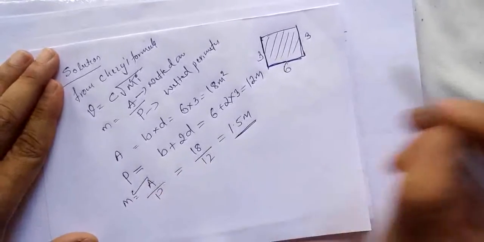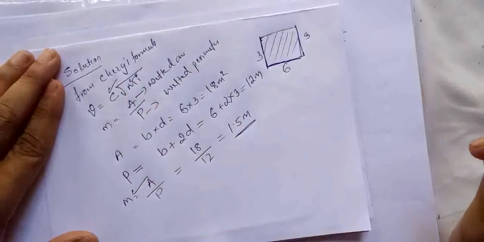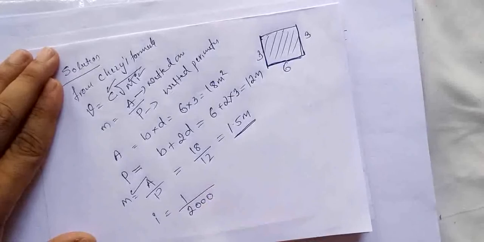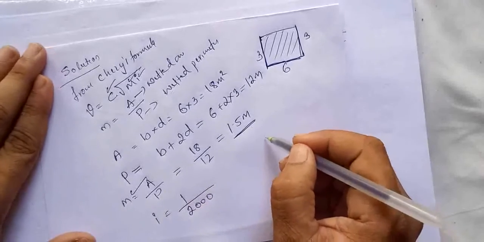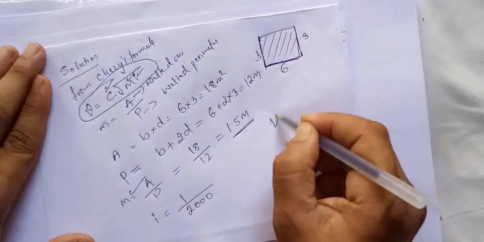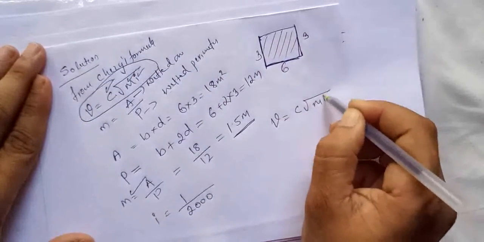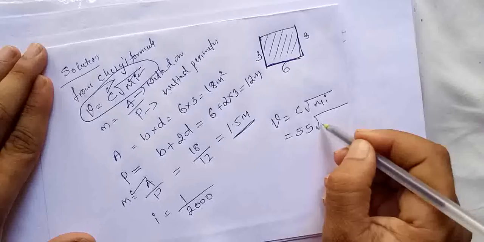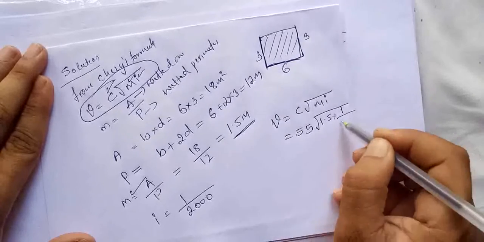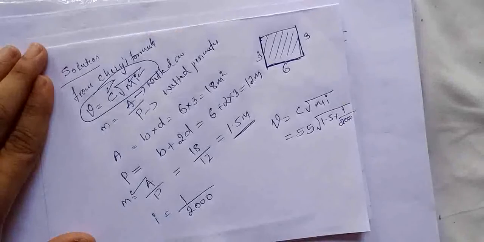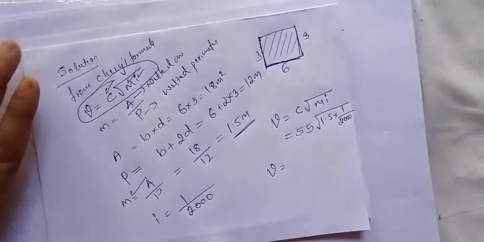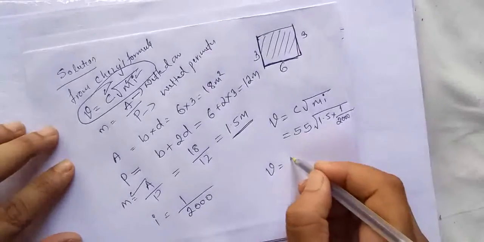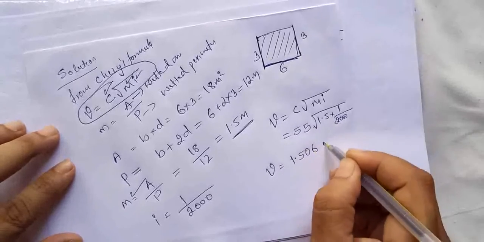So you got the value of m. You know the value of C, Chezy's constant, and I is equal to 1 by 2000. So apply the formula: velocity is equal to C into root over mi. The value of Chezy's constant is 55 into root of m, which is 1.5, into 1 divided by 2000, which is I. Check it in the calculator. You got the value of V is equal to 1.506 meter per second.